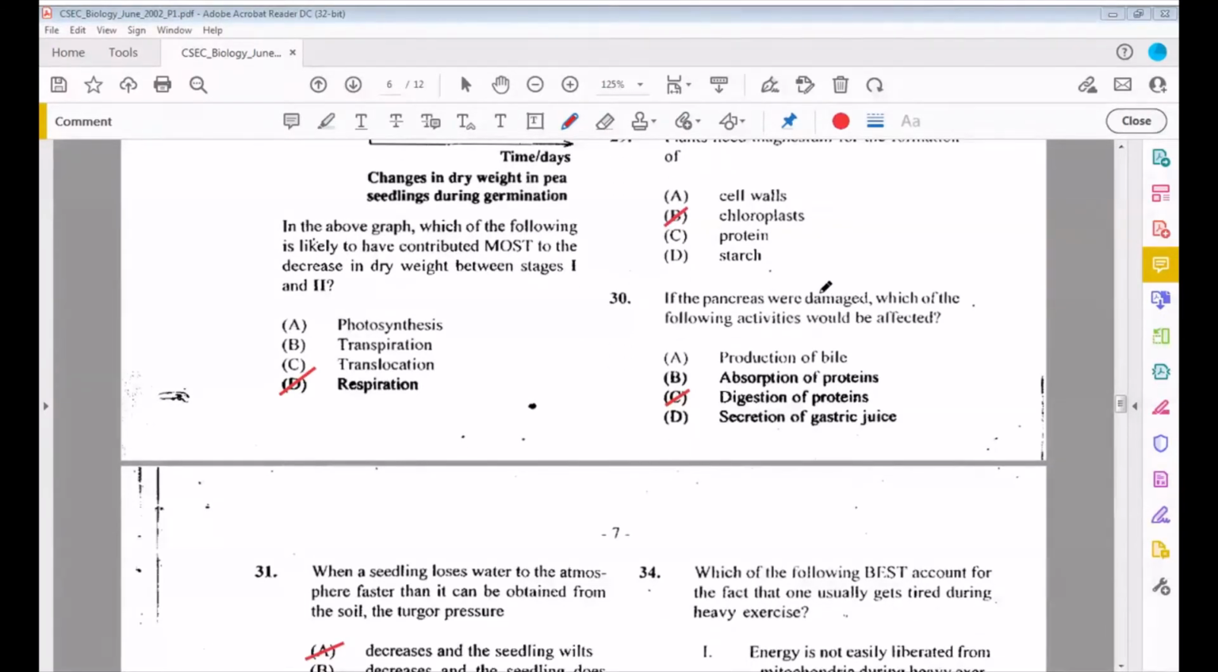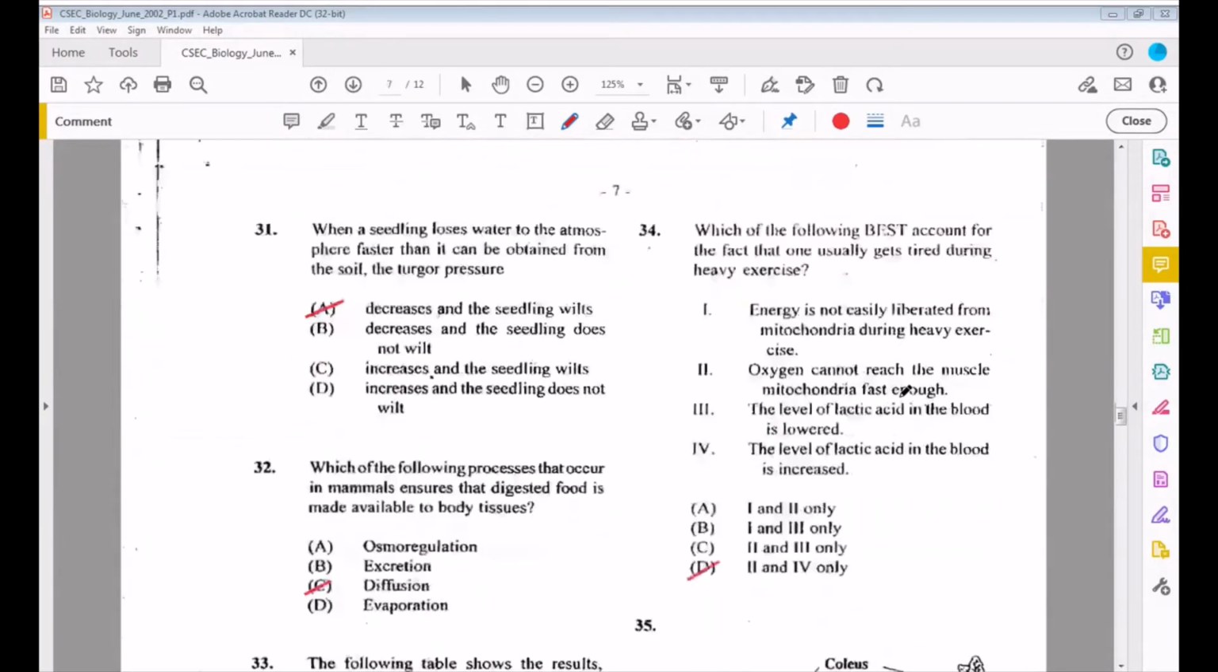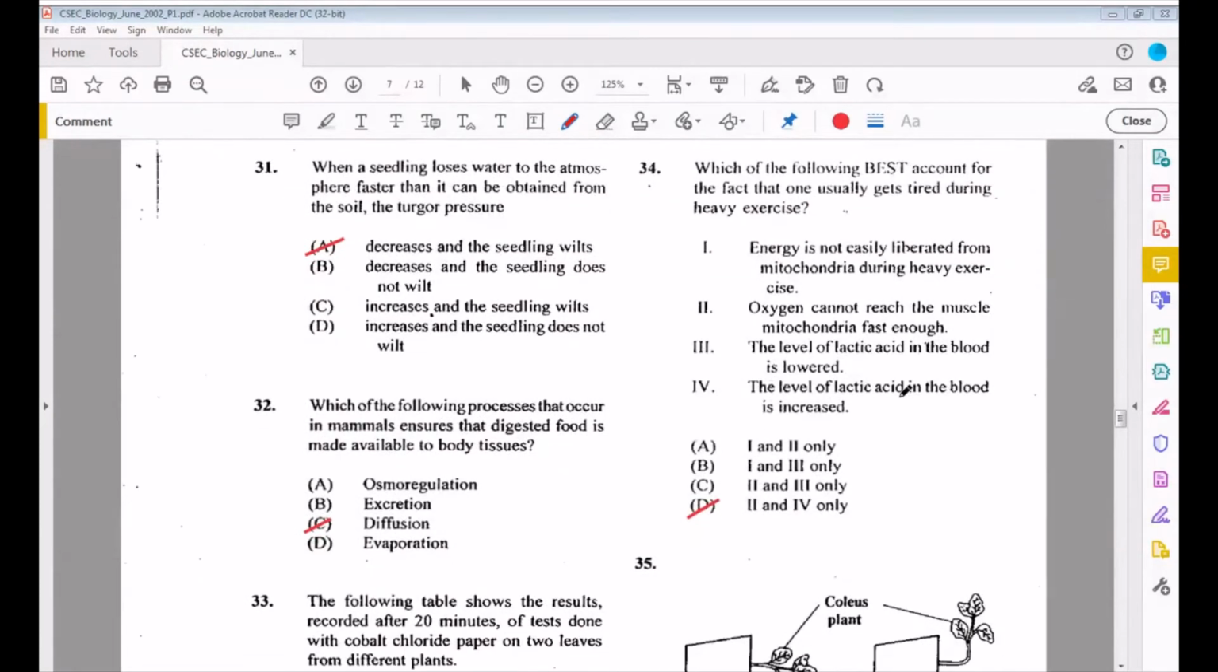30. In the pancreas, if the pancreas were damaged, which of the following activities would be affected? C, the digestion of proteins. 31. When a seedling loses water to the atmosphere faster than it can be obtained from the soil, the turgor pressure A, decreases and the seedling wilts.